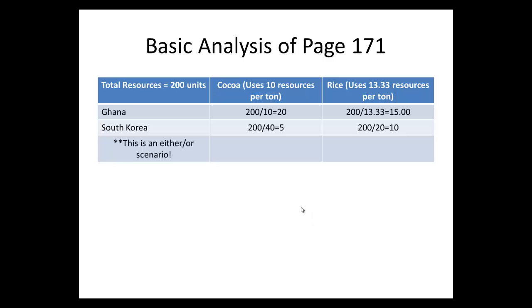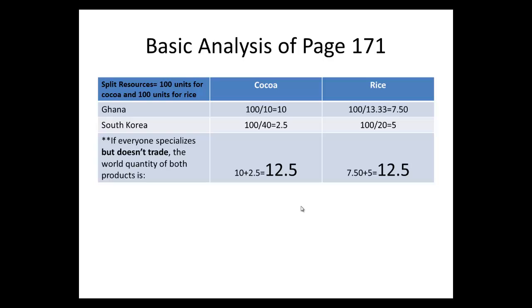Now, in this case, since Ghana has 200 resources and South Korea has 200 resources, they may decide to put 100 resources toward the production of cocoa and 100 resources toward the production of rice. And that changes the numbers to what you see here. Ghana will make 10 tons of cocoa and 7.5 tons of rice, and South Korea will make 2.5 tons of cocoa and 5 tons of rice.